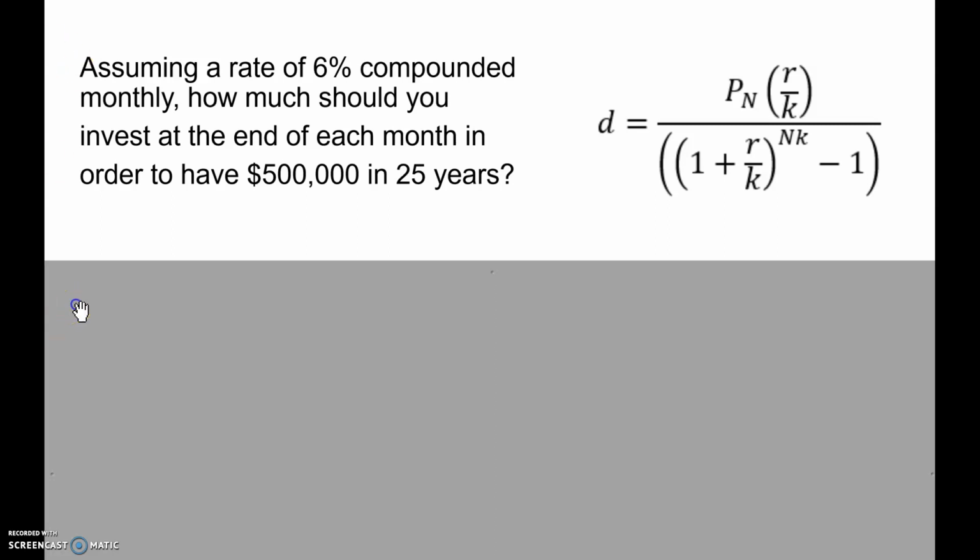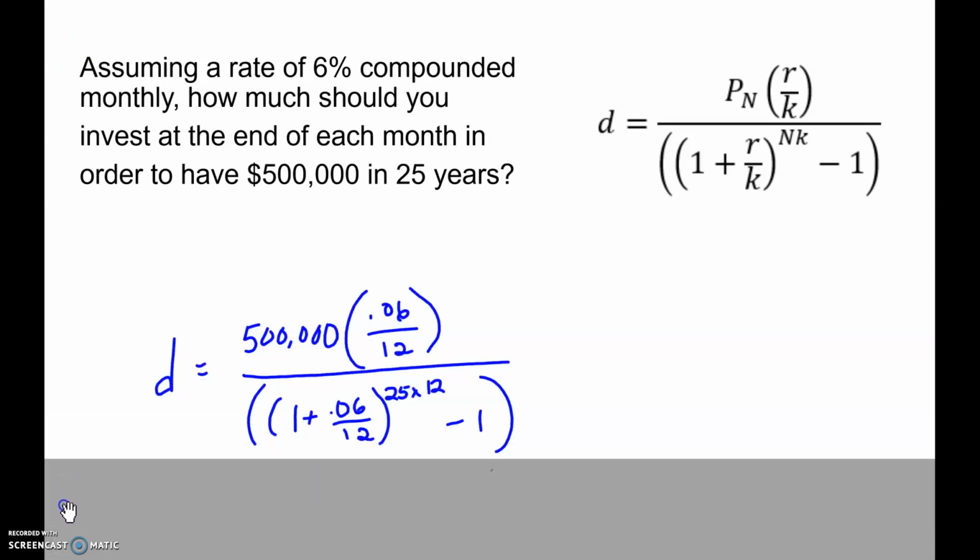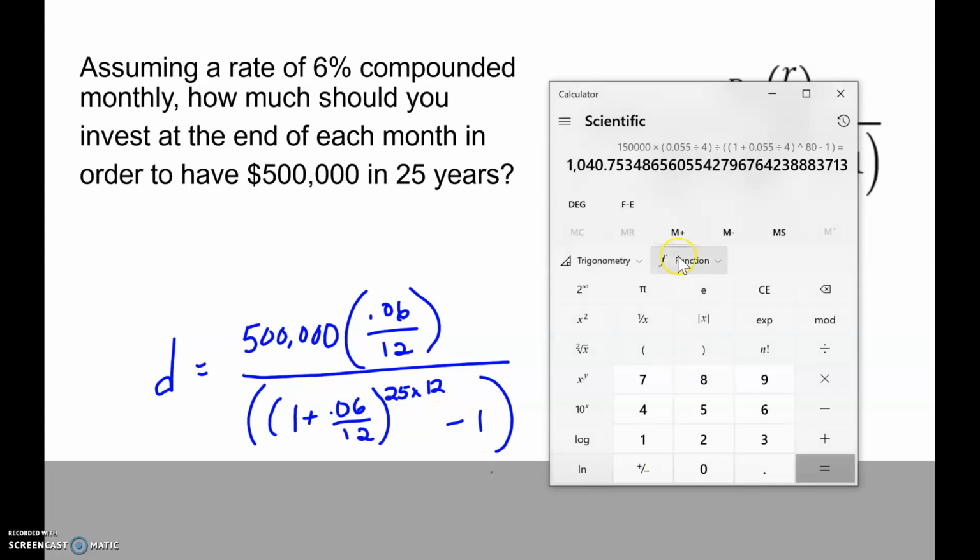So for this one, our P sub n, future amount, is 500,000. My rate is 6%, so 0.06, and it's monthly, so divided by 12. Then our denominator, parentheses, 1 plus the 0.06 divided by 12 again, but it's raised to the 25 times 12, n times k. And then we still have our minus 1.